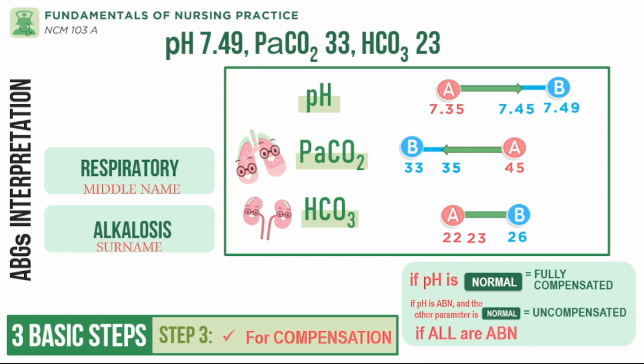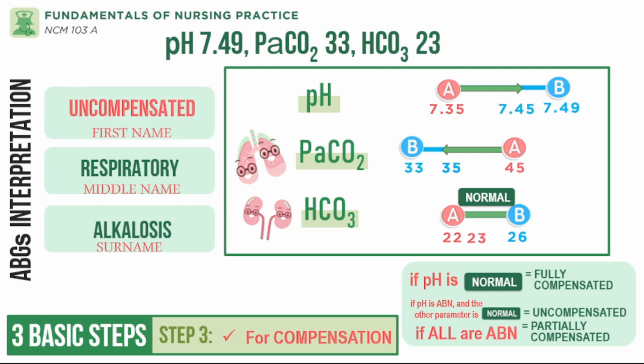Okay, but there is another parameter. If all values are abnormal, then that is partially compensated. So again, going back with our chart, we have here a normal bicarbonate. So that is why our first name is uncompensated. So we have here the diagnosis for this given set of your ABGs is uncompensated respiratory alkalosis. Again, uncompensated respiratory alkalosis.